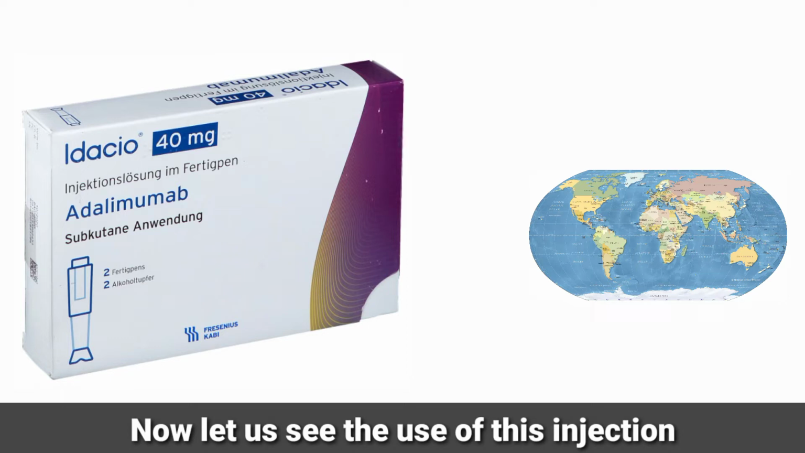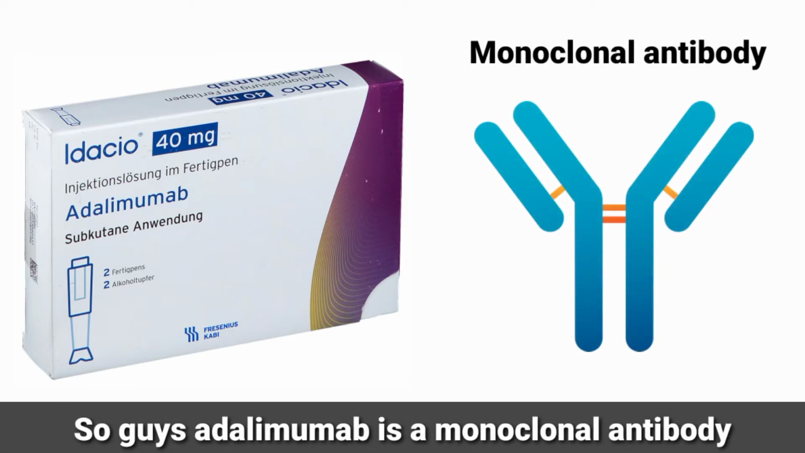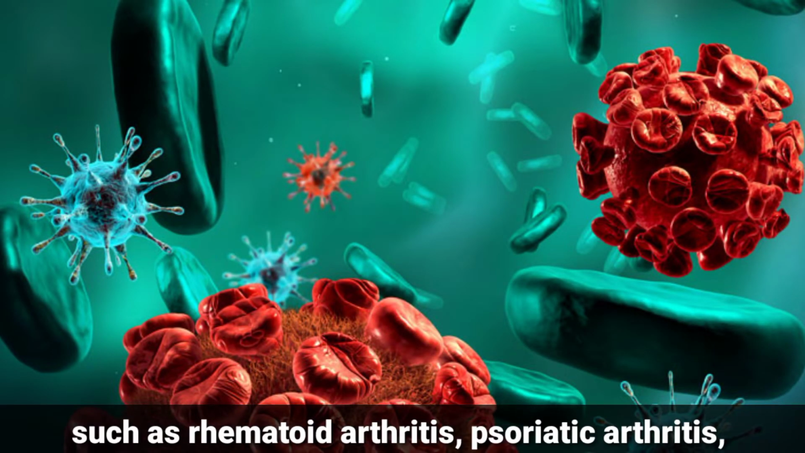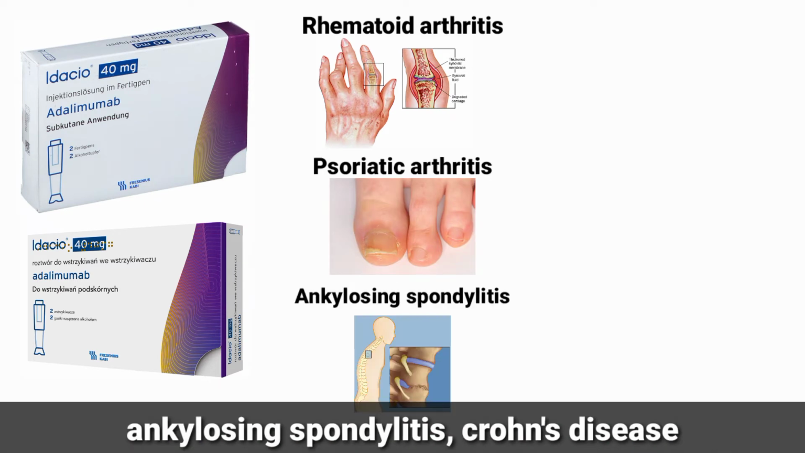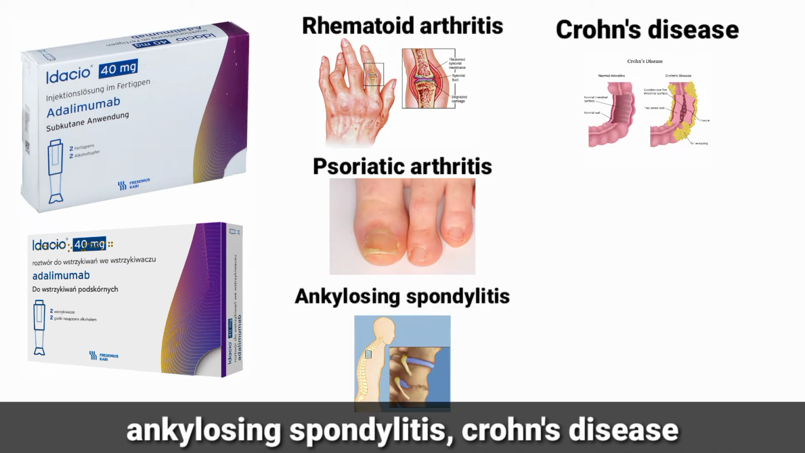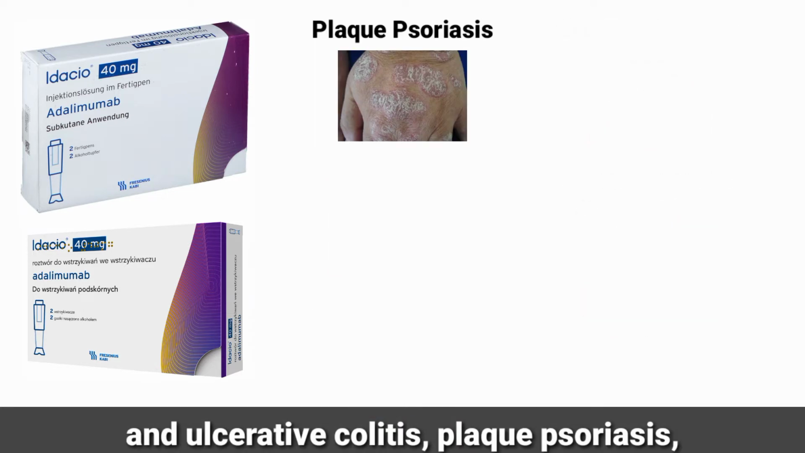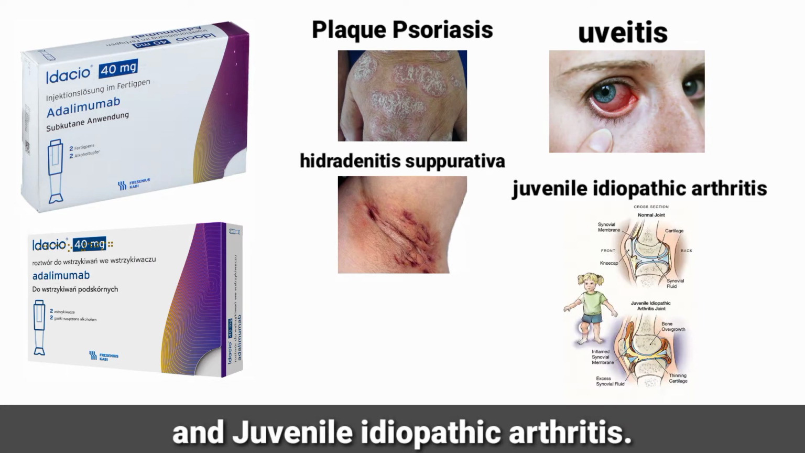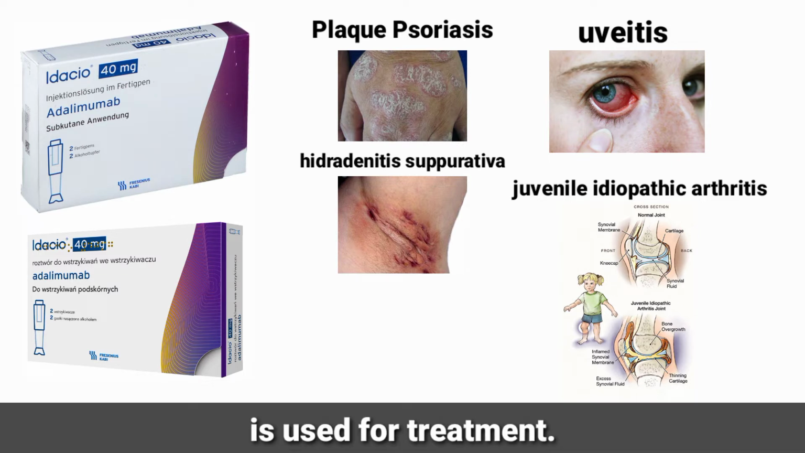Now let us see the use of this injection. So guys, adalimumab is a monoclonal antibody which is used for treating autoimmune diseases such as rheumatoid arthritis, psoriatic arthritis, ankylosing spondylitis, Crohn's disease and ulcerative colitis, plaque psoriasis, hidradenitis suppurativa, uveitis, and juvenile idiopathic arthritis. These are the diseases in which adalimumab is used for treatment.